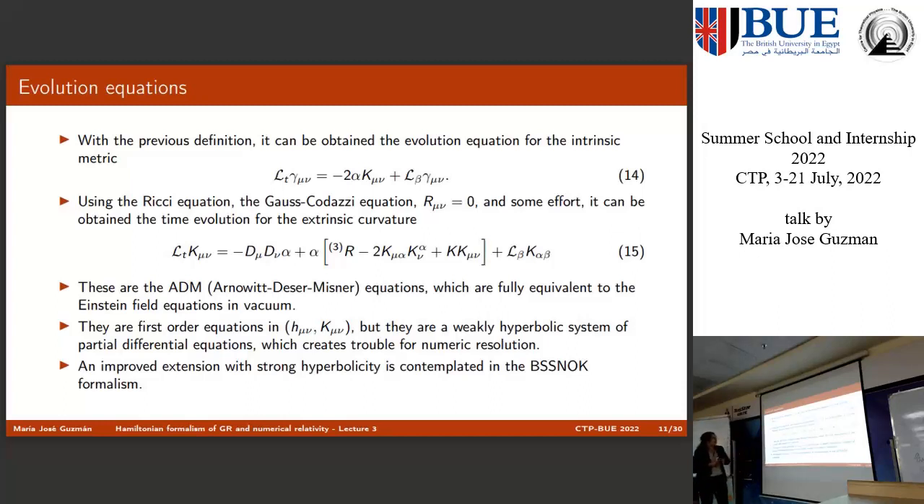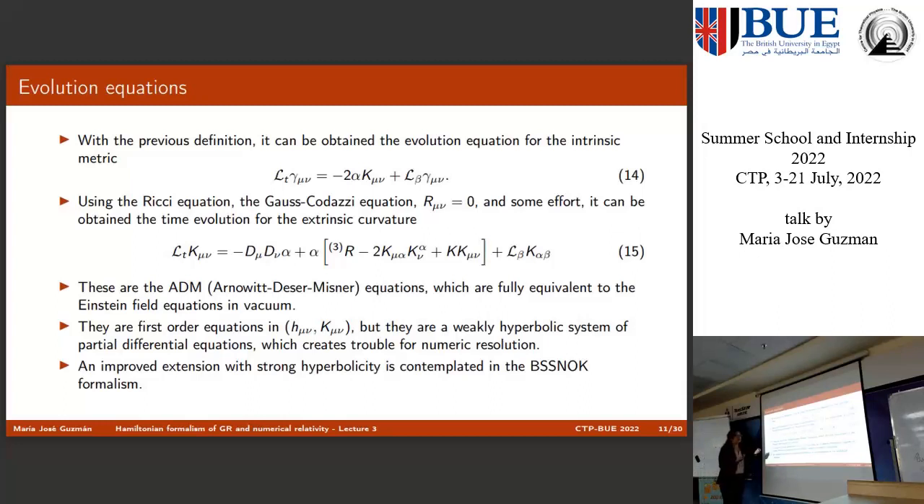The thing is that one could use these equations, these ADM equations, to solve general relativity in a computer. The problem is that this system of equations has a problem of solvability because it is what is called a weakly hyperbolic system of partial differential equations, which might create some trouble for numerical resolution. So one, at the end of the day, needs to make some mathematical tricks to redefine this set of equations that turns out to be strongly hyperbolic. And then one can make numerical computations safely.